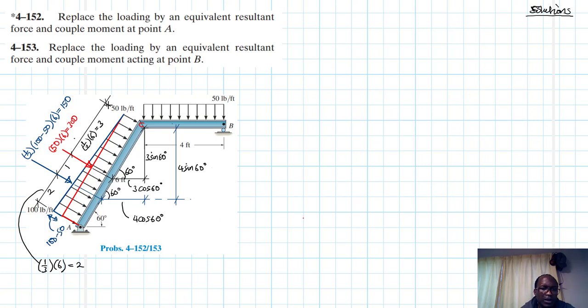Alright, I think we have all the information that we need. With all this information, we just need to also add one piece of information here, which is the equivalent for this distributed load on top here. This one is also going to be equal to 50 times 4, the area under the load diagram, which is just equal to 200.